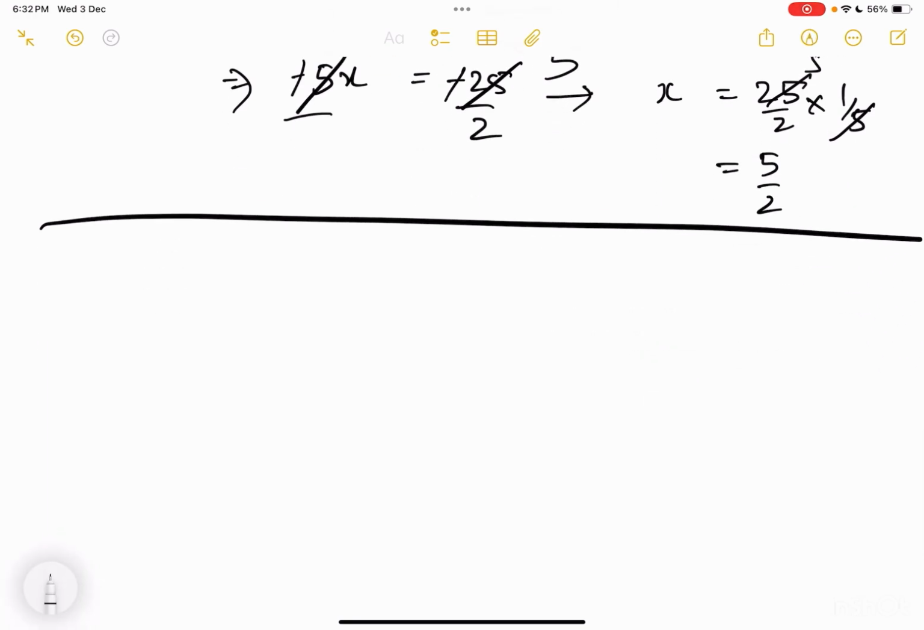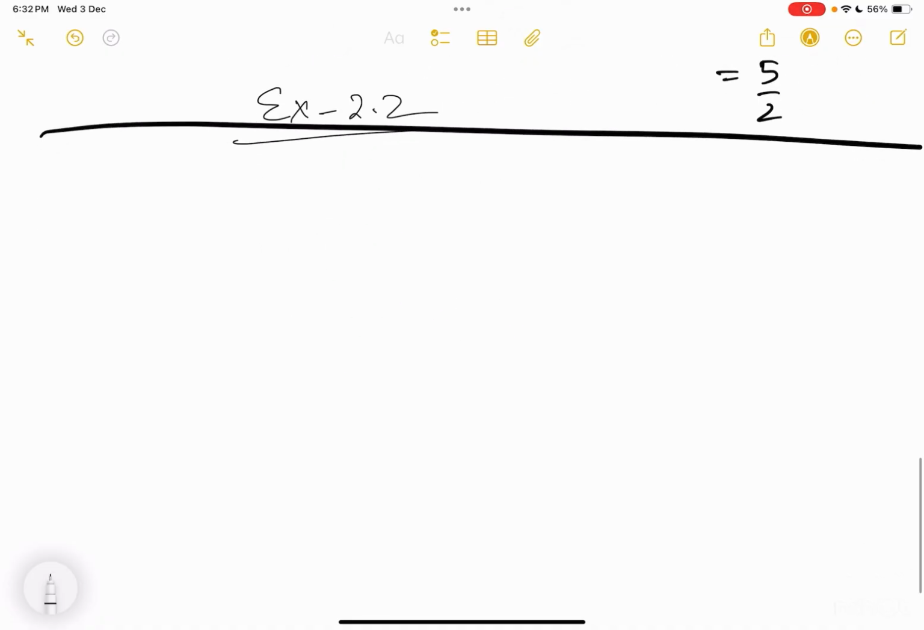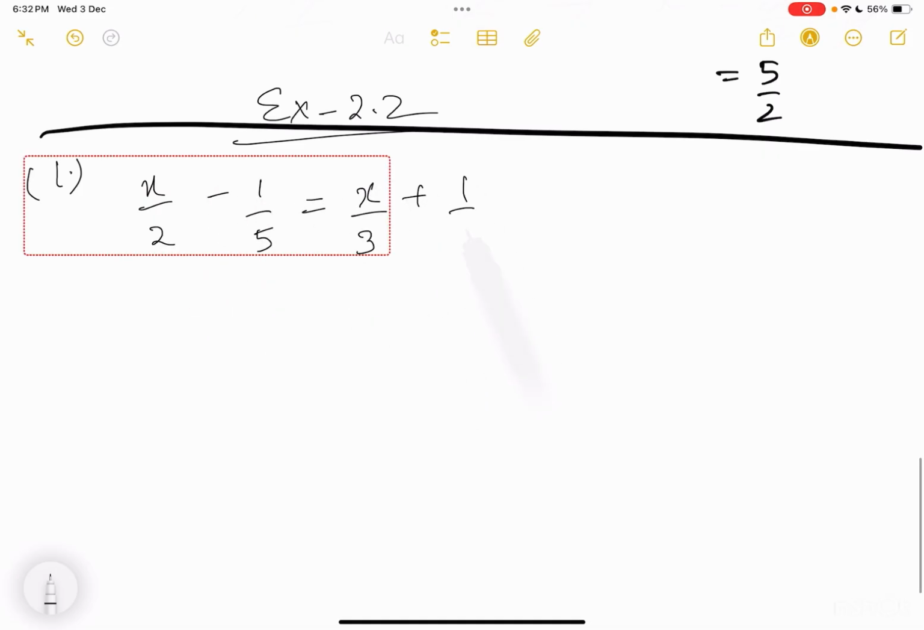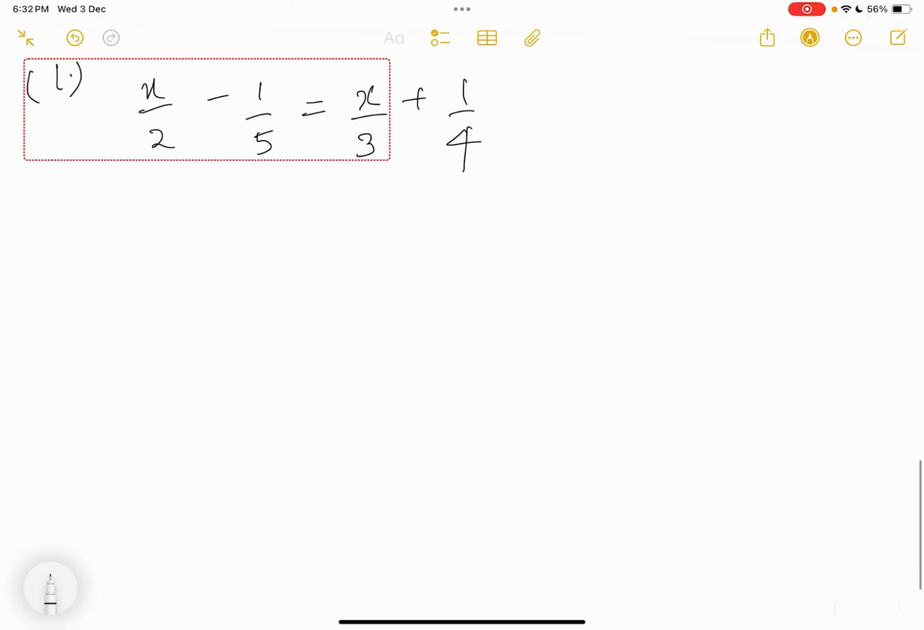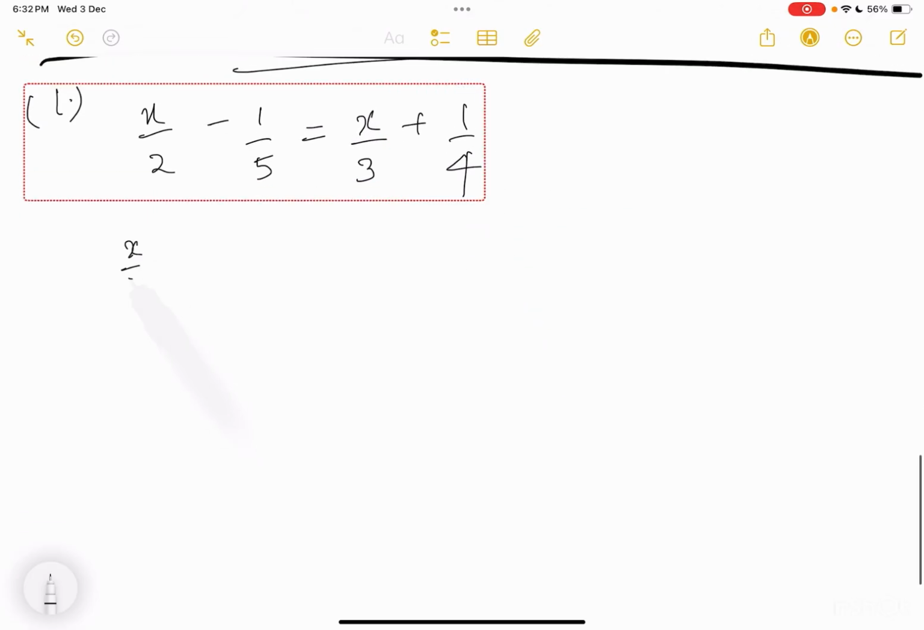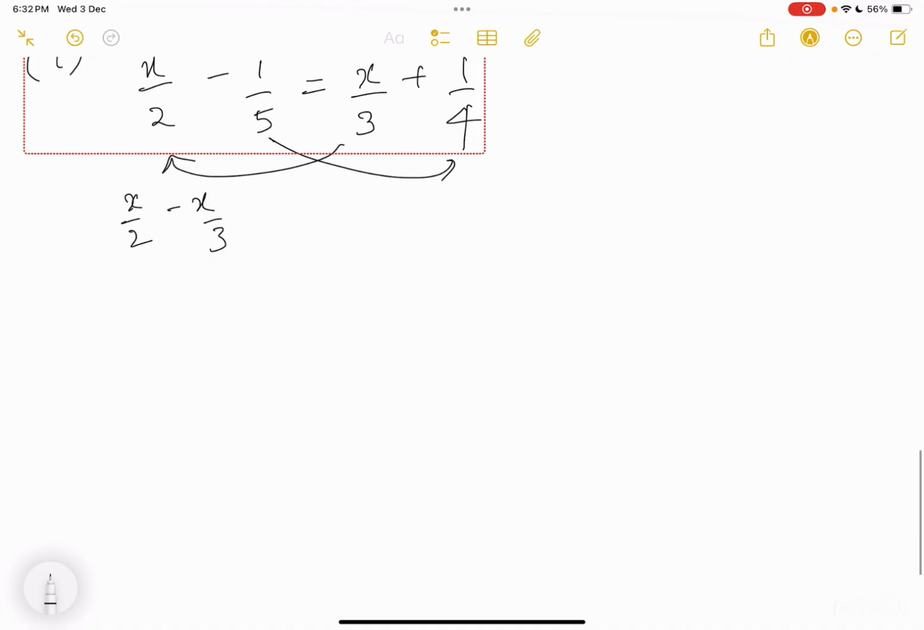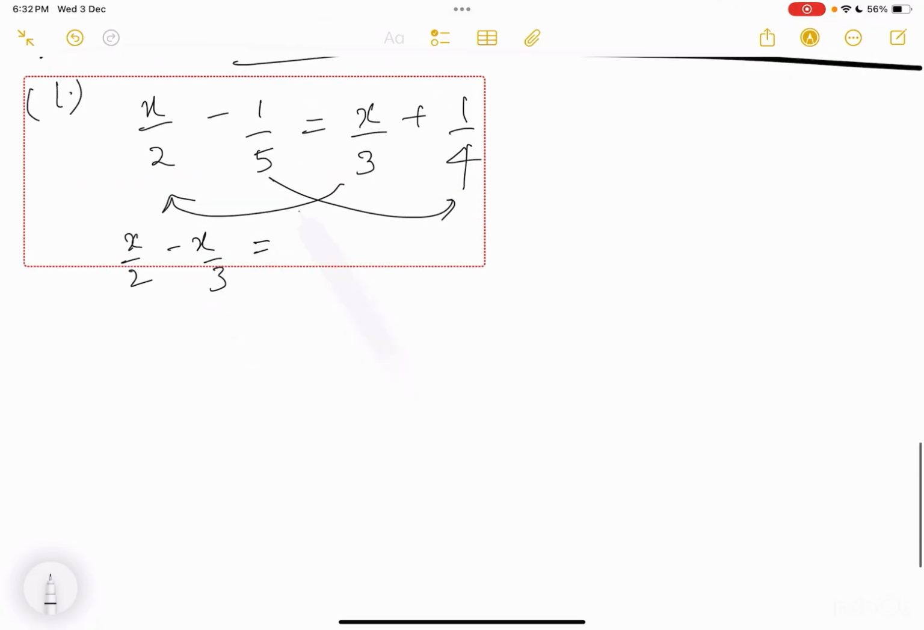Now we'll solve exercise 2.2. Okay, question number 1. If you follow the same strategy, you can do it. X by 2 minus x by 3. I'm bringing this on this side, I'll take this on this side. Okay, 1 by 4 plus 1 by 5.